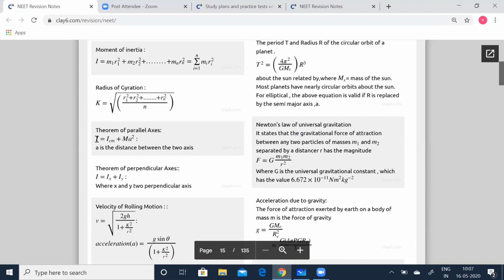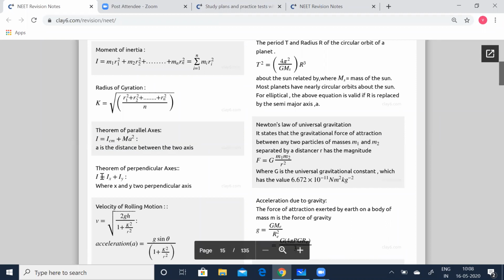Theorem of parallel axis: I equals ICM plus M a squared, where a is the distance between the two axes. Here I is the moment of inertia, ICM is the moment of inertia about the center of mass, and M is the mass of the body. Whenever the axes are parallel, you can apply this formula. Coming to the theorem of perpendicular axis, whenever the axes are perpendicular, you can apply this formula to calculate the moment of inertia.